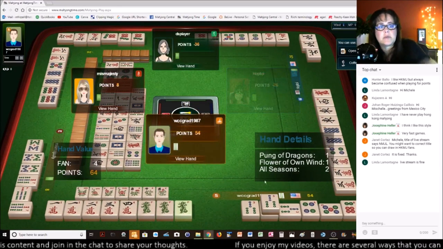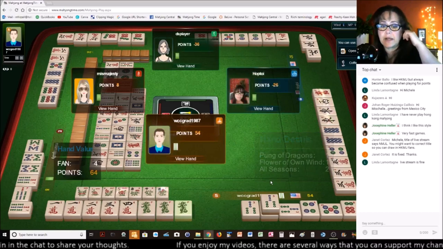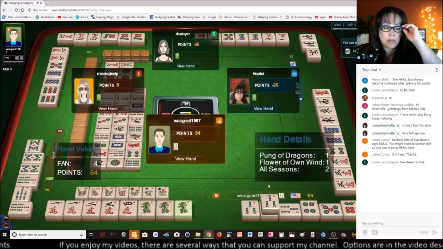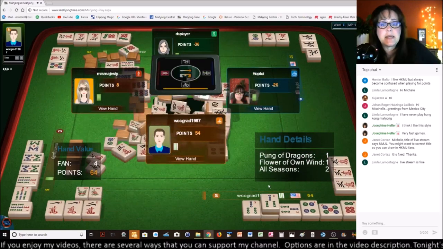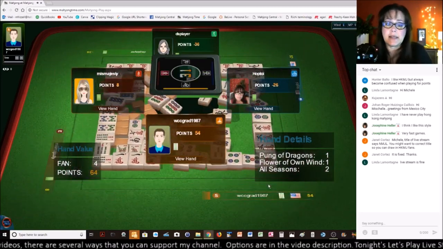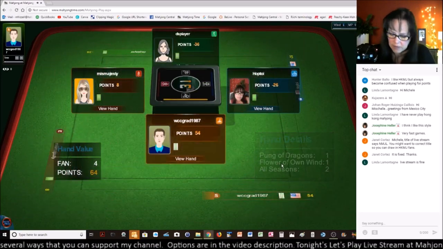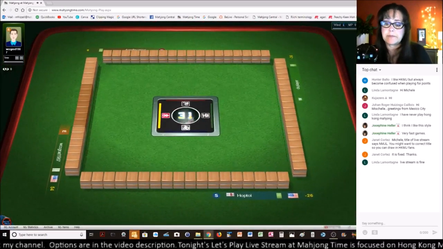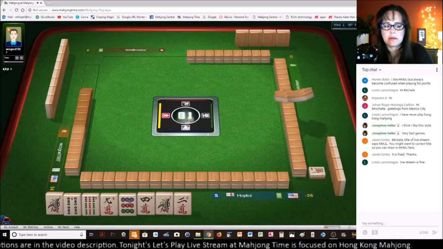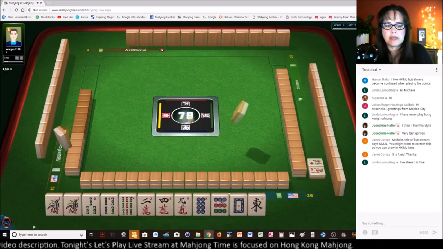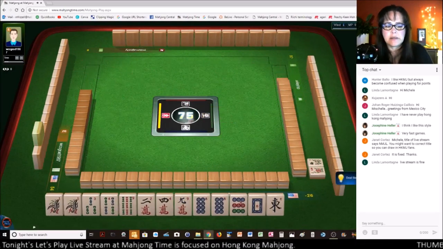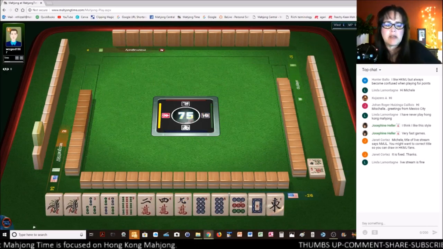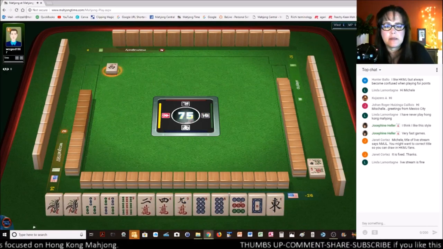All right, we're in third place right now. We need a good hand. We need a big hand to get out of this hole at the moment, a big hand to jump into the lead. That's what I want. Let's see if we can make it happen. I might have to force a flush. We keep getting mixed suits. Mixed suits again. Okay, we have mostly bams.